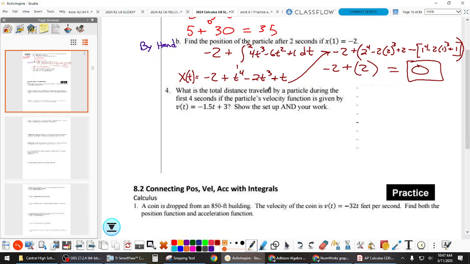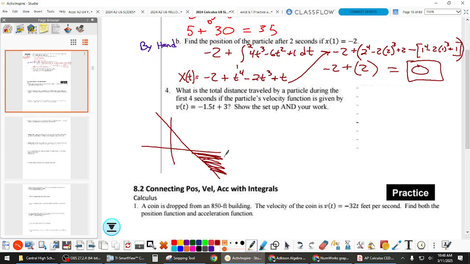So what is the total distance traveled by a particle during the first 4 seconds if the particle's velocity function is this? And we know, well, first this is a linear function with a downhill slope. We know that because we saw the graph, but know that anyway, right? Which means that it could potentially cross the x-axis, and then we're integrating space down here, which how do we have to count that?